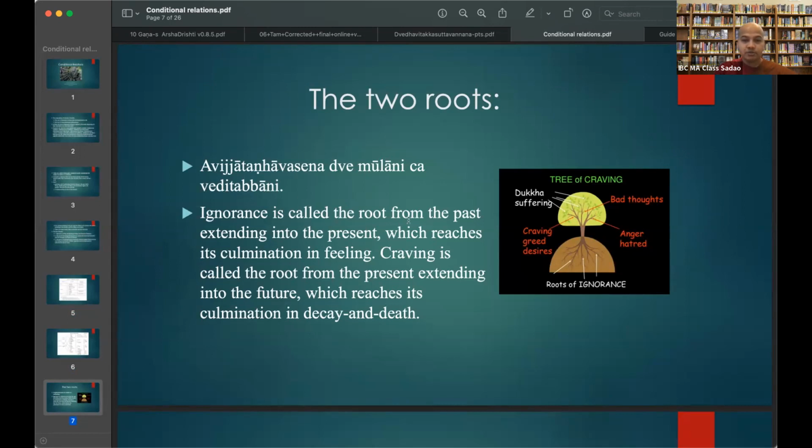Ignorance is called the root from the past extending into the present, which reaches its culmination in feeling. Craving is called the root from the present extending into the future, which reaches its culmination in decay and death. So this is a technical presentation of these two roots. But what other things do you see when it says avijja and tanha represent two roots of our samsaric existence?